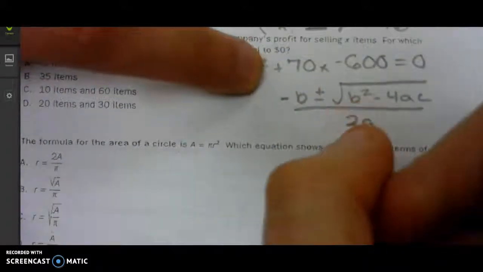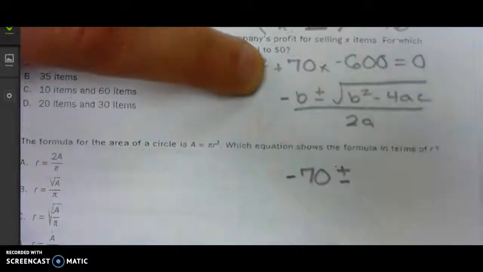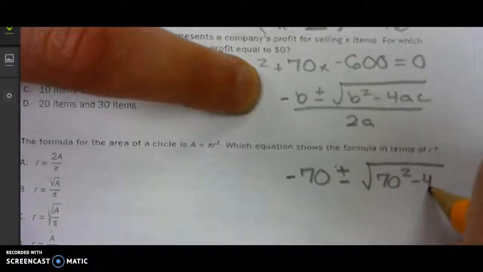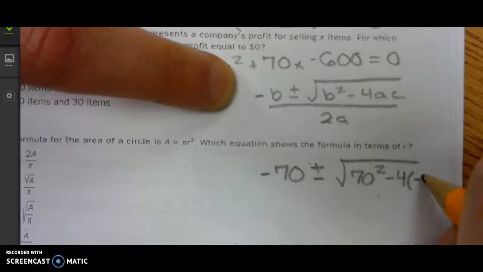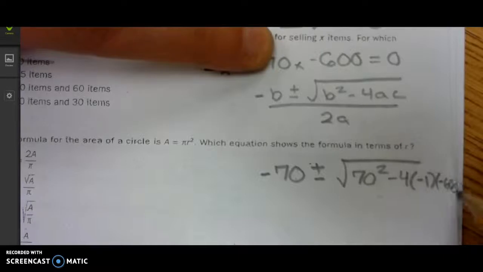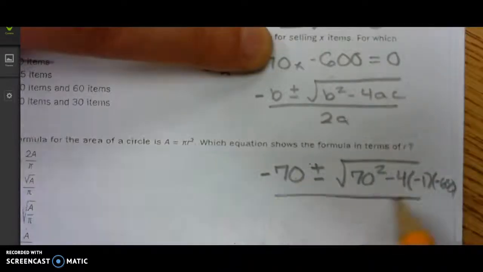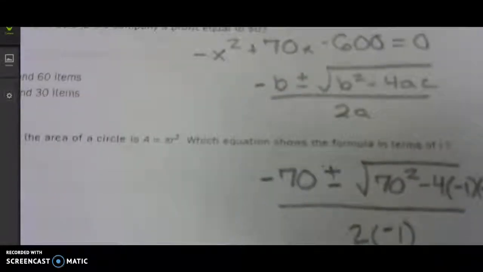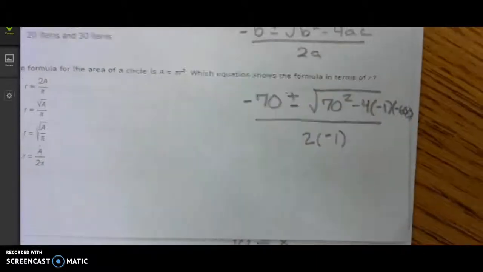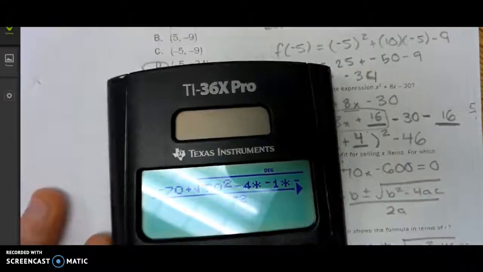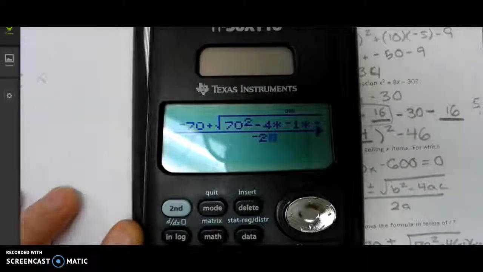Negative b, 70 is b, plus or minus the square root of 70 squared minus 4 times negative 1 times negative 600, all over 2 times a, which is negative 1. And I'm going to grab a calculator and put that in there real fast. Okay, you can see that I have plugged that into the calculator. So I've plugged that in the calculator. I'm just going to hit enter.